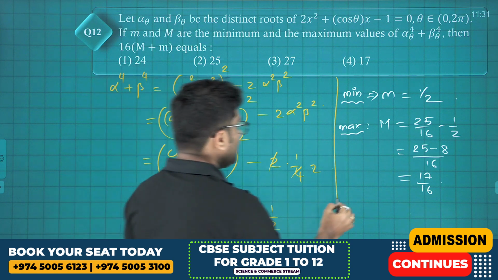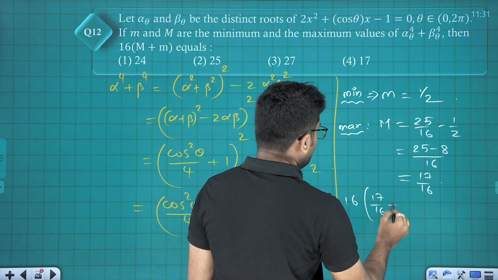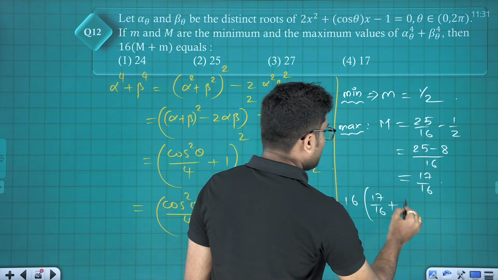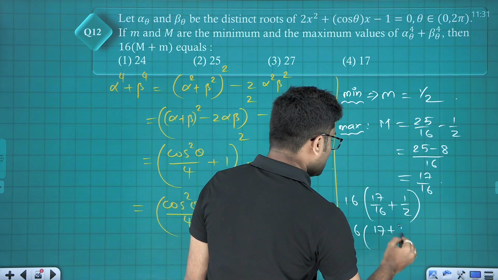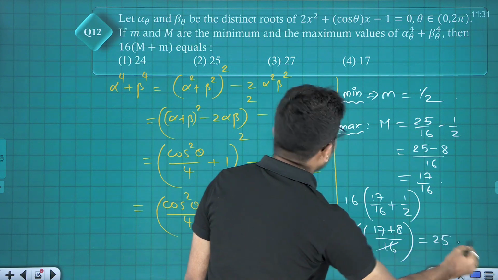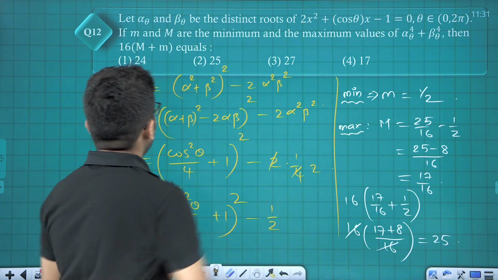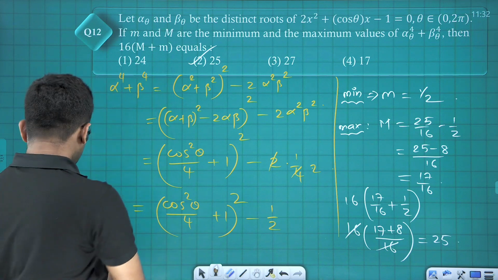They are asking 16 times maximum, 17 by 16, plus minimum, which is 1 by 2. So 16 times 17 by 16 plus 8 divided by 16, 17 plus 8 is 25. The answer is 25, which is option 2. Next question, friends.